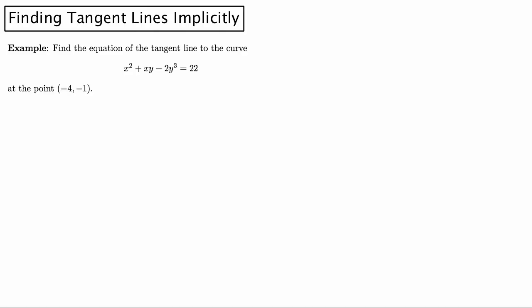Welcome to another podcast. In this episode, we're going to be taking a look at how to find tangent lines of functions which are defined implicitly. So I have an example for us to look at, and that is to find the equation of the line tangent to the curve. And I have an implicitly defined function here.